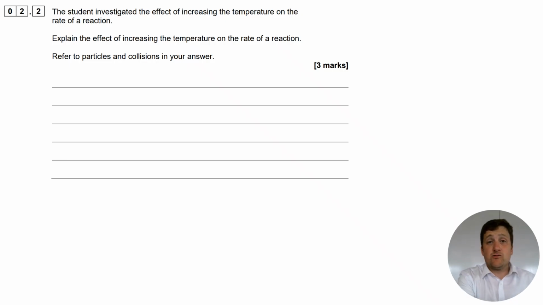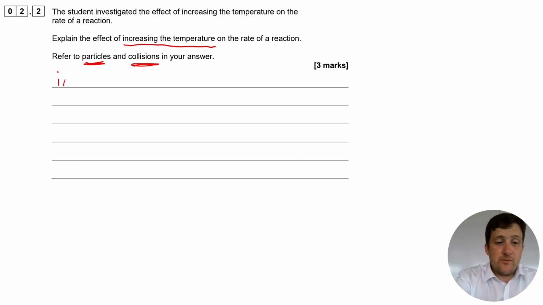Okay, now we've done our method for a rate of reaction. Now we need to actually explain the effect. But it's not surface area. This one is the effect of increasing the temperature. Be careful, because it could say decreasing the temperature. It could say any other option for any of those factors. So be careful and check which one they're asking you for. And crucially, it's saying refer to particles and collisions. If you don't refer to both of them, you are going to lose a mark. That's why it says it. Now, I'm surprised they haven't put it in bold, because they do that sometimes.